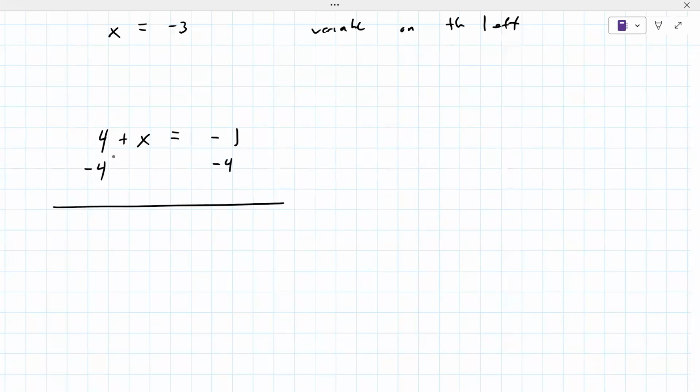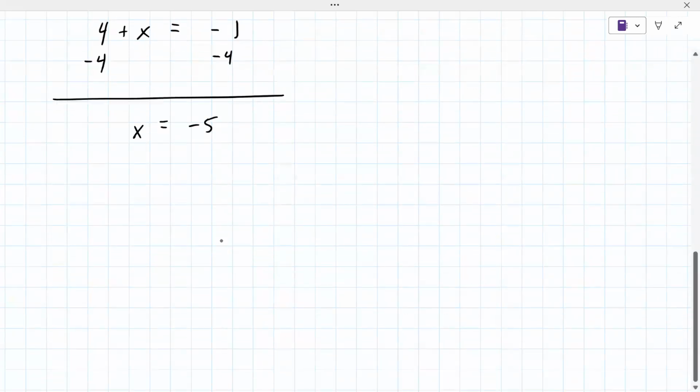Okay, so since they're different signs, you subtract the bigger number and the smaller number. Oh wait, these are same sign, sorry. So then you add them, because that is the rule for same sign. You add the numbers and keep the sign. So 4 plus 1 is 5. Okay, so what's the final answer down here? -5. Good.